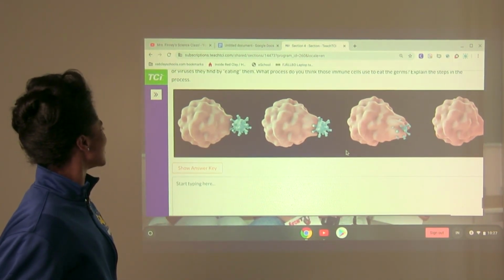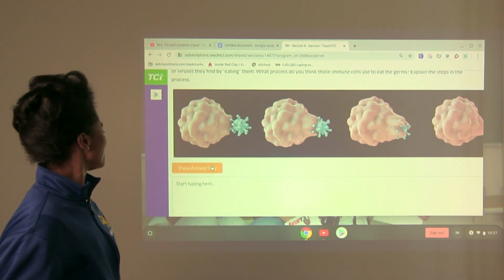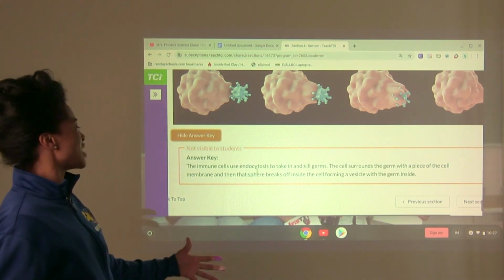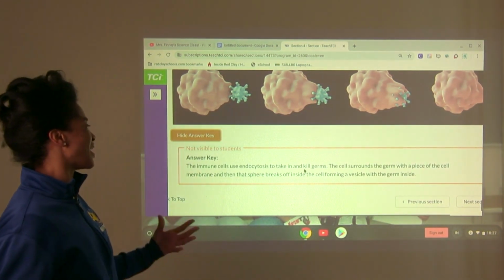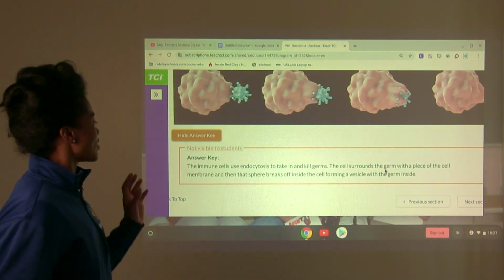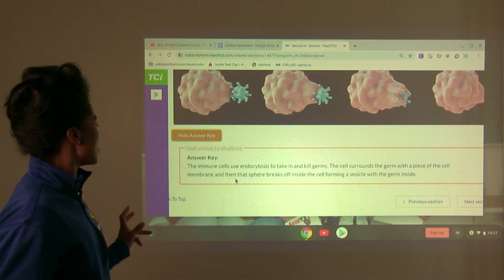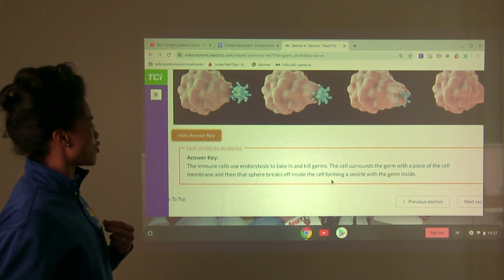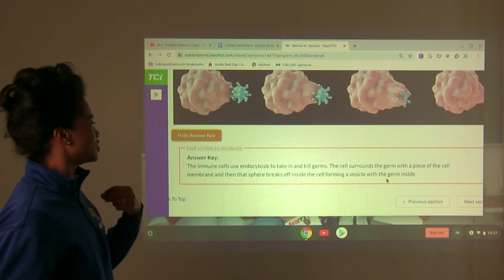So what process do you think does that? All right, the immune cells use endocytosis to take in and kill germs. The cell surrounds the germ with a piece of the cell membrane, and then that sphere breaks off inside the cell, forming a vesicle with the germ inside.